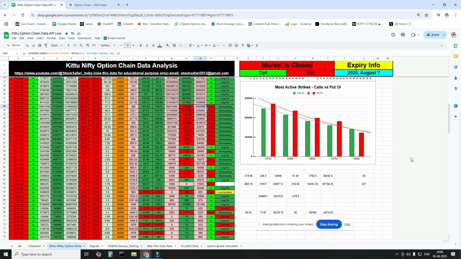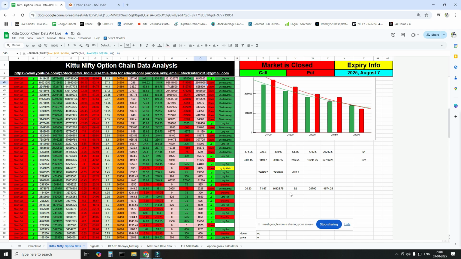Now let's discuss both the conditions. Long unwinding means open interest is decreasing and also the price is decreasing. We can also see such conditions here. You can see long liquidation. What is happening is that no trader has an interest to trade in this particular strike price, so they are squaring off their open interest and their contracts. No one is entering new positions here.